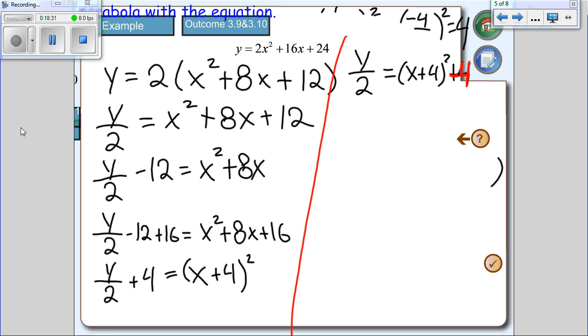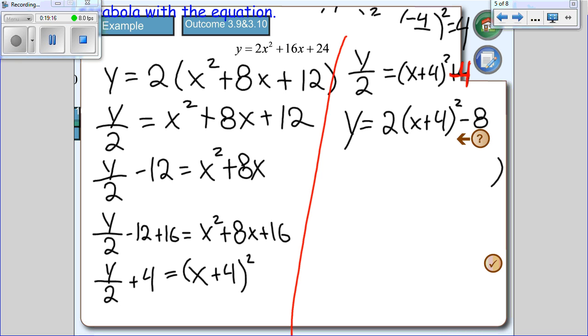Now we have to multiply both sides by 2. But be careful when you multiply both sides by 2, because this is where you're going to make a mistake. It stays on the outside, but it also applies to your 4. So it's going to be y equals 2 times x plus 4 squared minus 8. You have to make sure you multiply everything by 2. So I took this 2, and I multiplied both sides by 2. That 2 applies to your binomial, and it applies to your constant.